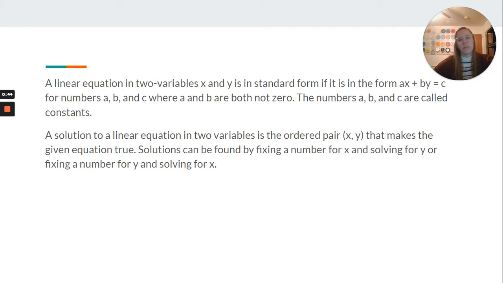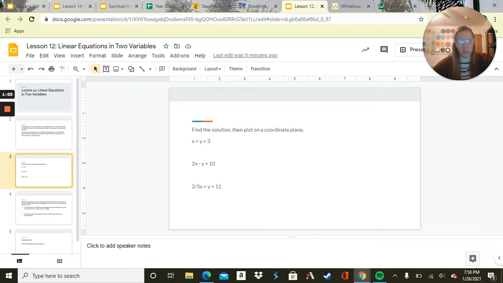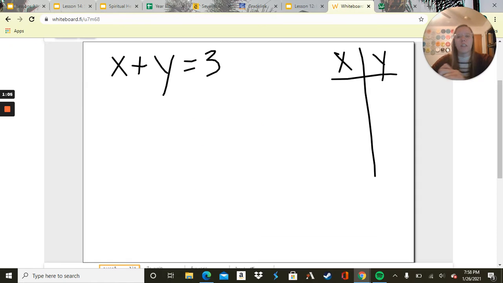So a solution to a linear equation in two variables is the ordered pair x, y that makes the given equation true. Solutions can be found by fixing a number for x and solving for y, or fixing a number for y and solving for x, okay? So we have three equations that we're going to find solutions of, and then we're going to plot the points on a coordinate plane.